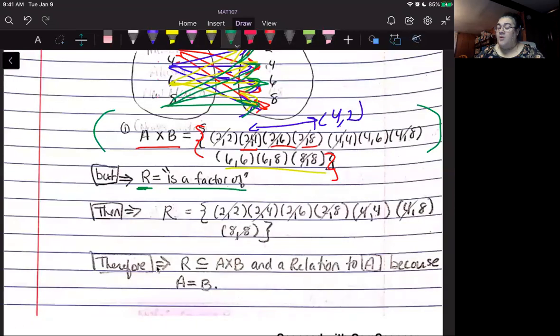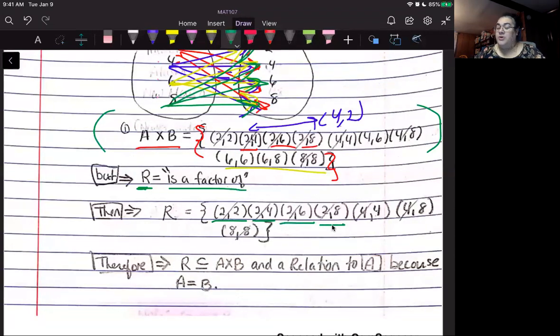So if we look there, we say, okay, well, 2 is a factor of 2. Yes, it is. So that comes into the relation, okay? 2 is a factor of 4. Yes, it is. So that pair makes it into our relation. We go back up here. 2 is a factor of 6. Yes, it is. So that makes it into our relation. Then we go over here. 2 is a factor of 8. Yes, it is. So that makes it into our relation, okay?